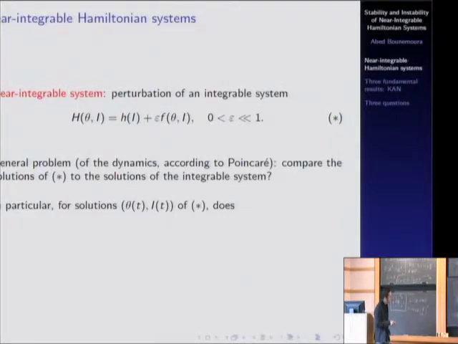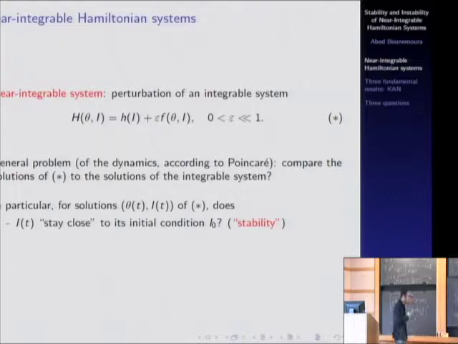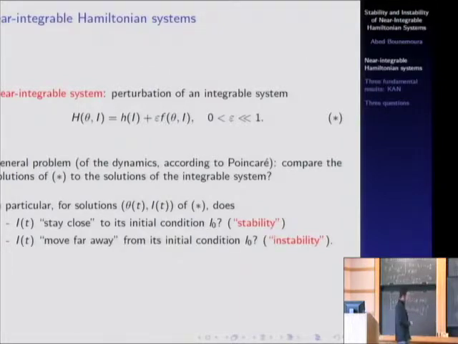In this talk, I'm going to be more interested in this question here. In particular, for a solution theta(t), I(t) of star, there are two types of questions you can ask. A simple question: does it stay close to its initial condition I_0? I recall that they are constant for the integrable part, so if you perturb, you want to know if they are almost constant. In this case, we speak about stability. The second: does it move far away from its initial condition? In this case, this will be more or less instability. Of course, this is not very precise for the moment, but I'm going to be more precise later on. That's basically what stability and instability in the title of my talk mean.